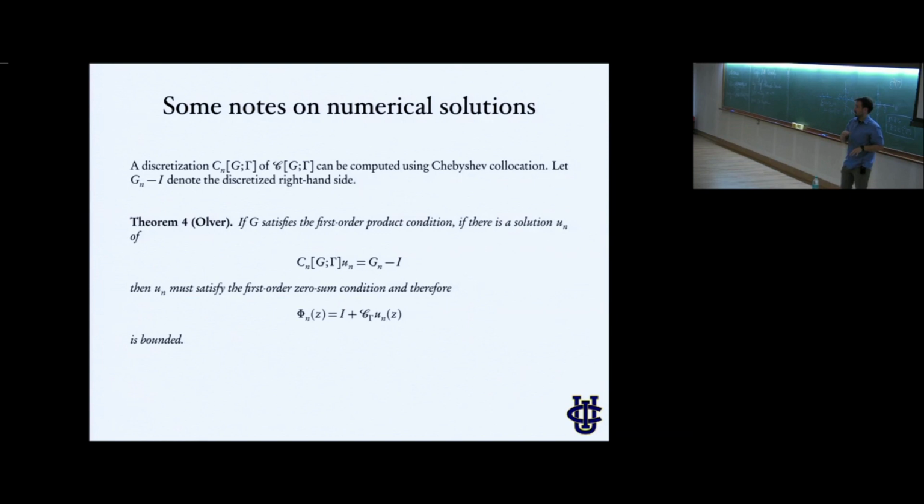Okay, so I'm happy to talk more about that whole procedure in the discussion section, but that's what I mean by this. With Chebyshev collocation, there's a very precise way in which you mean a discretization of this guy, and so there's an extra little bit you need to go through. So we have the zero-sum condition, and Sheehan Bulver was able to establish that generically, for as long as you have the first-order product condition, if you have a solution of your discretized system, and you do the discretization correctly, the solution will satisfy the first-order zero-sum condition.